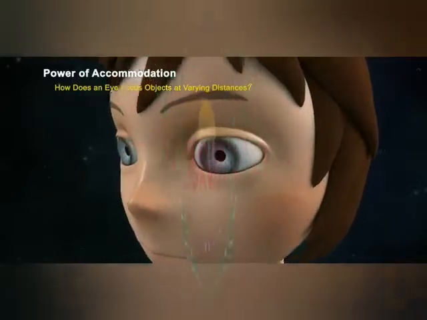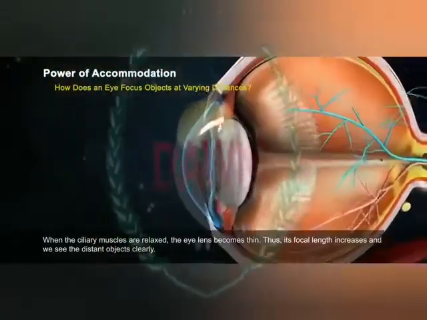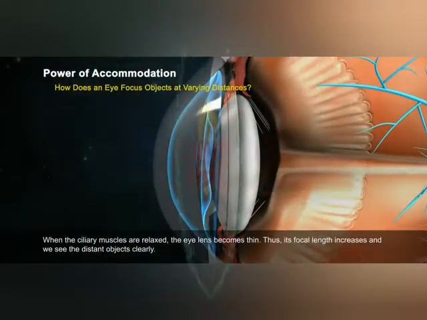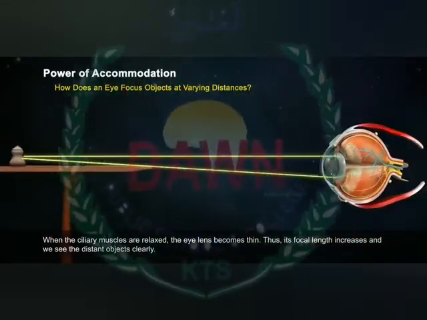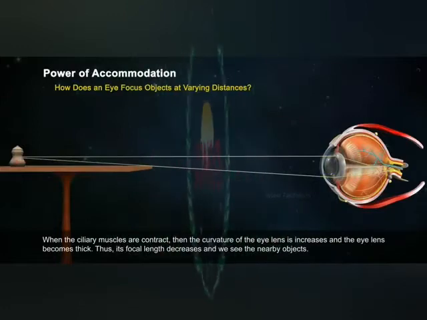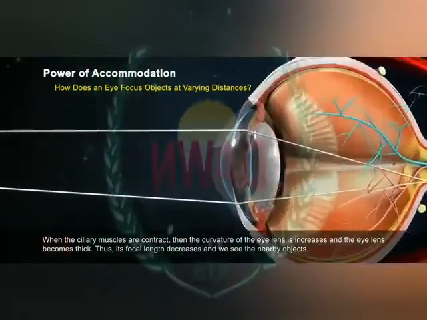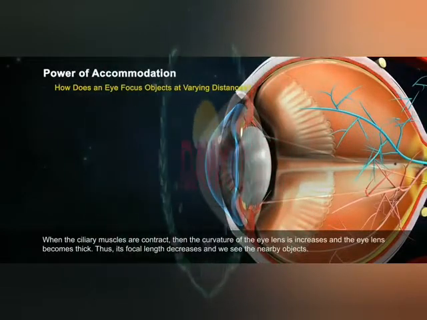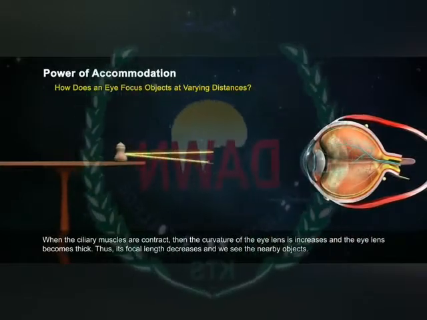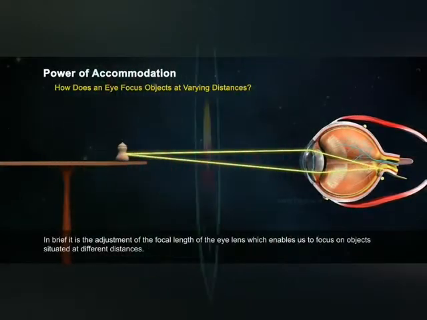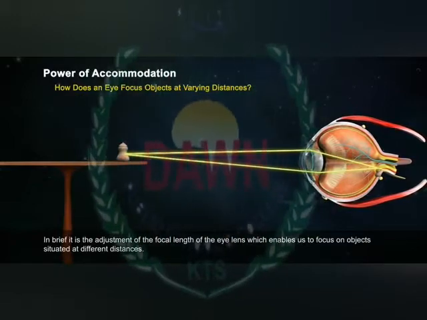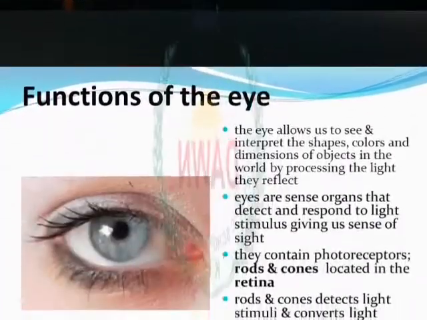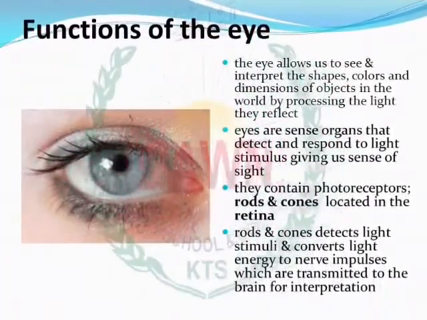How does an eye focus objects at varying distance? When the ciliary muscles are relaxed, the eye lens becomes thin. Thus its focal length increases and we see the distant objects clearly. When the ciliary muscles are contracted, then the curvature of the eye lens increases and the eye lens becomes thick. Thus its focal length decreases and we see nearby objects. In brief, it is the adjustment of the focal length of the eye lens which enables us to focus on objects situated at different distances.